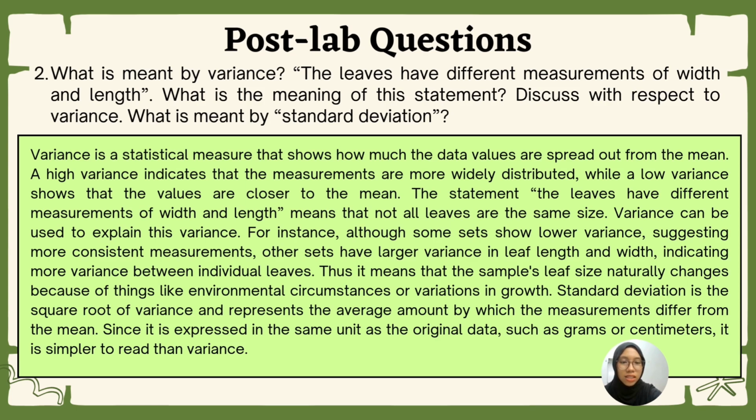Variance helps us see how much the leaf size spreads out from the average. If the variance is high, the leaves are very different in size. We then use standard deviation to bring that measurement back into a simple unit, like centimeters, so we can see how much the leaves differ from the mean.